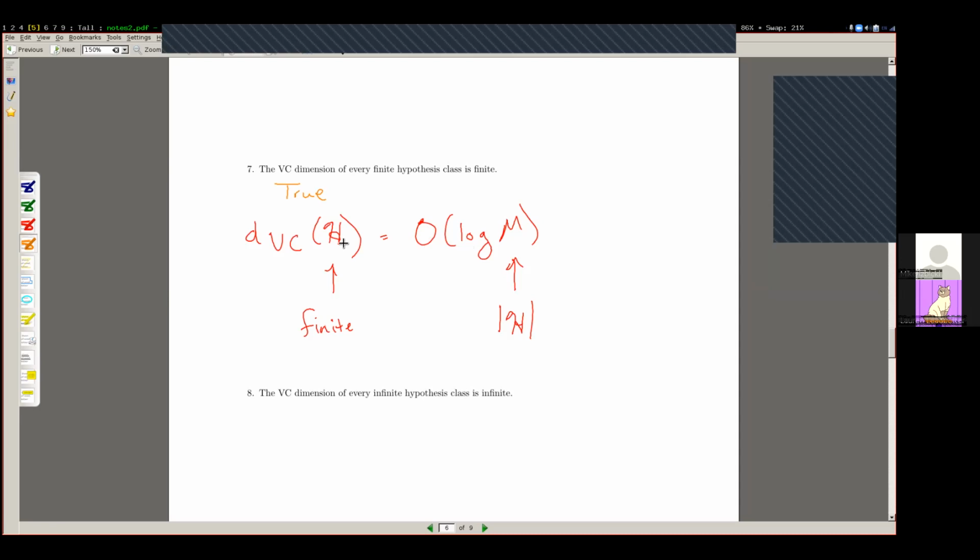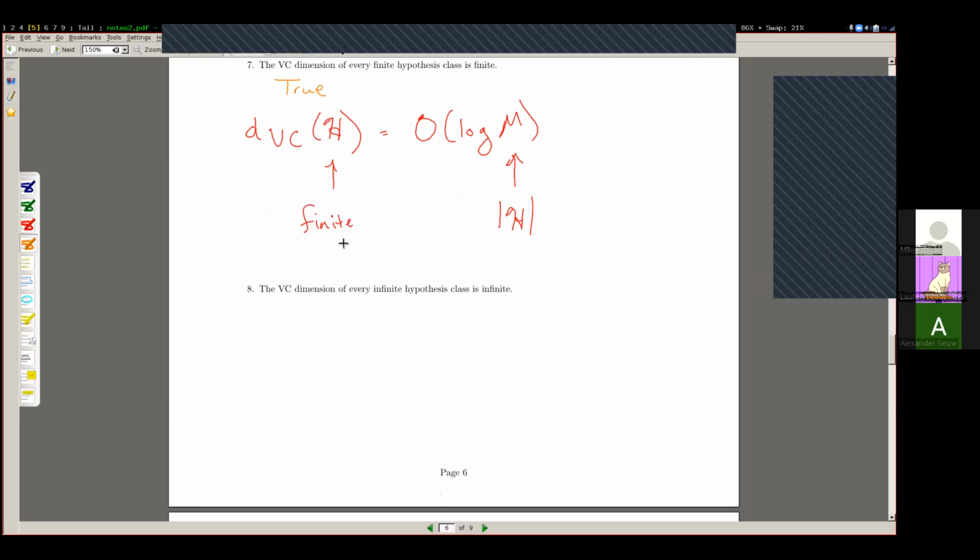Okay, so A would be false. Yeah, so here, question number 8: the VC dimension of every infinite hypothesis class is infinite. The suggestion was this is false, and that's correct. The entire point of VC dimension was to have some sort of measure of the size of infinite hypothesis classes that would be finite in size, so that we can get bounds on the generalization error.